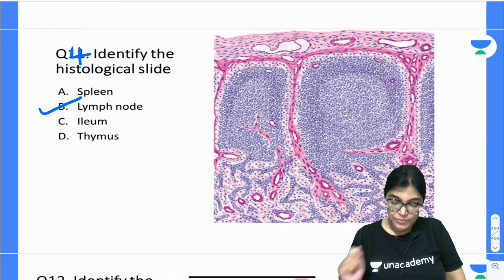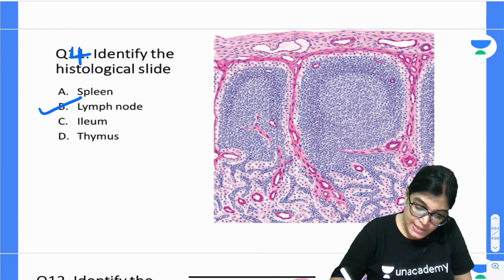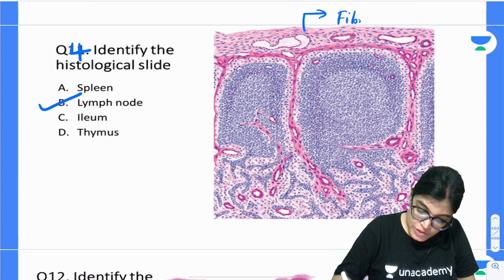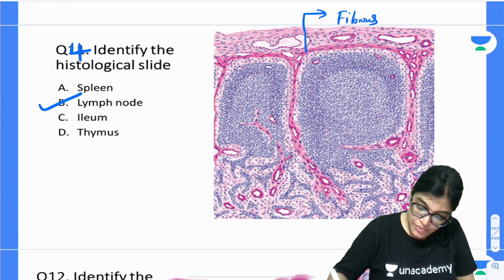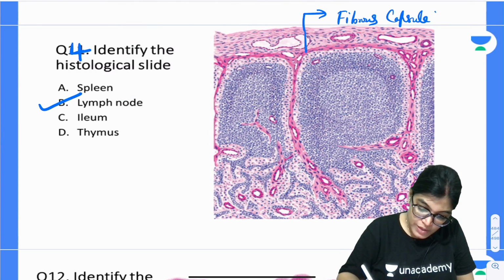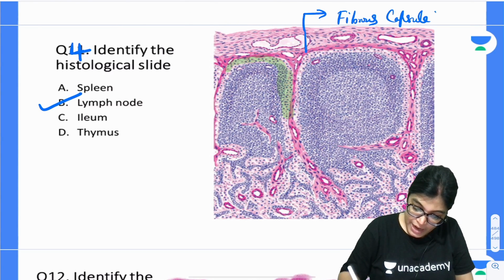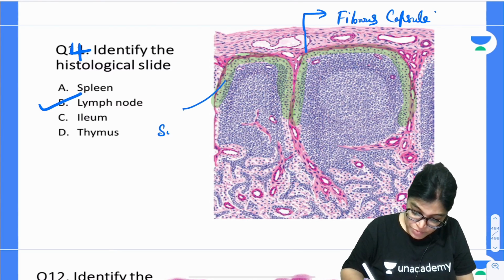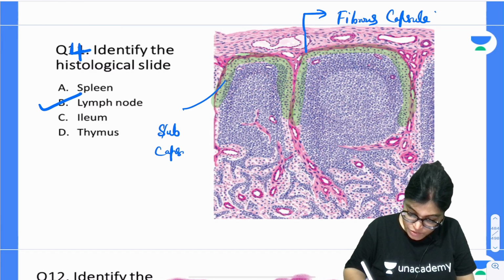Why is lymph node the correct answer? I will tell you, because here all the features have been visualized. This is the fibrous capsule which you are seeing. Just below the fibrous capsule, you can visualize this space, and this was the characteristic feature seen in the slide of lymph node. This space is the subcapsular sinus.